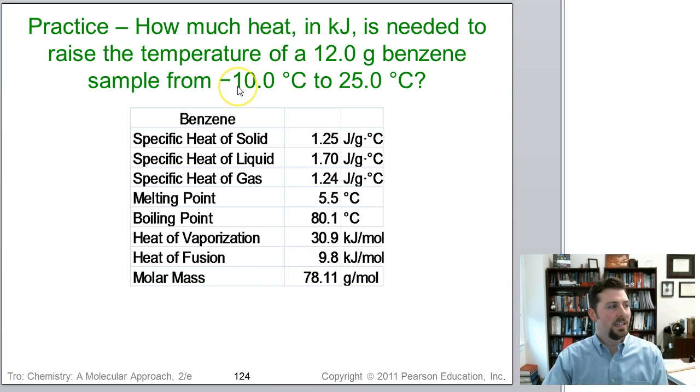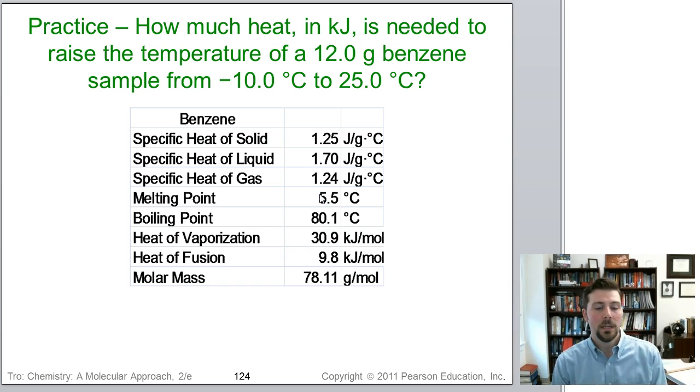At minus 10, is benzene a solid, liquid, or a gas? Well, its melting point is 5.5. So our segment 1 is going to be from minus 10 to 5.5. So we're going to find the amount of heat to change the temperature of 12 grams of benzene from minus 10 to 5.5. Once it gets to 5.5, what's going to happen?